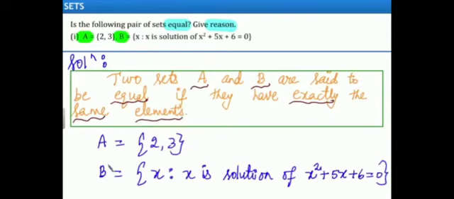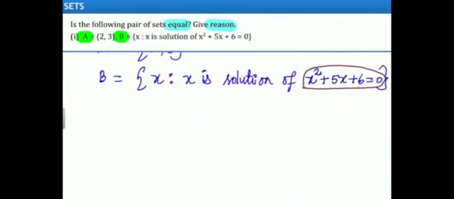So here A is equal to {2, 3} and B is equal to {x, where x is a solution of x square plus 5x plus 6 is equal to 0}. I hope this type of equation you saw in 10th standard. You can solve it using splitting the middle term.